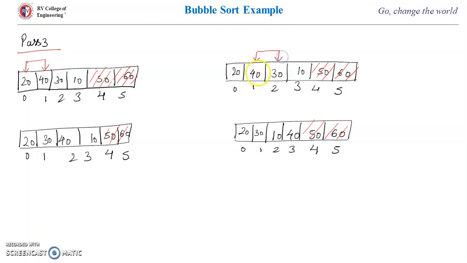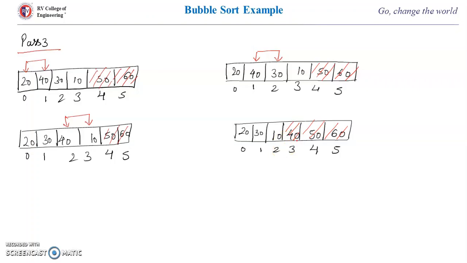So 1 and 2 means array 1 is greater than array 2. Yes, so that means we need to swap. So this is the result after this. Now next 2 and 3 will be compared. So 2 and 3 means definitely array 2 is greater than array 3. So we need to swap. And at the end of third pass, you can see the third largest element has come at its position.